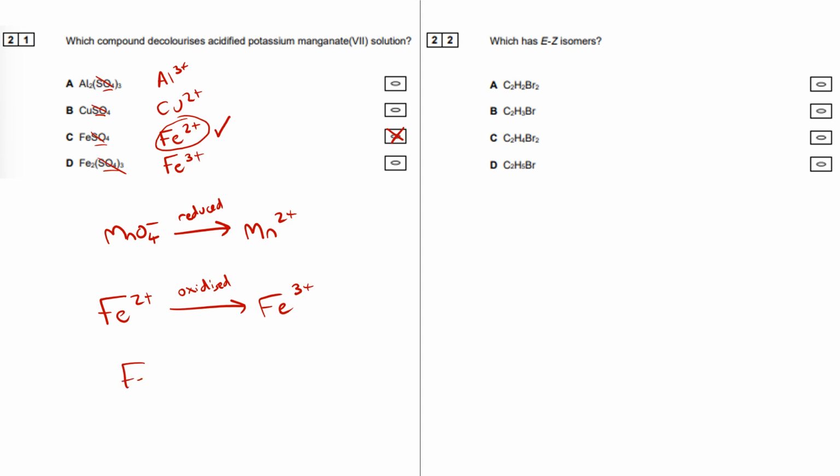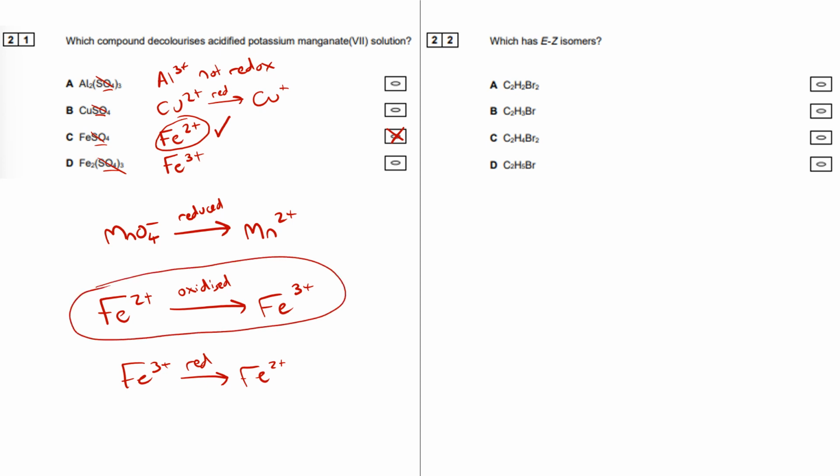Fe3+ is not oxidized any further. Fe3+ is reduced, so that wouldn't also reduce the manganate. Aluminium 3+ is not oxidized or reduced, and copper 2+, its only other common ion is copper 1+. So copper 2+ would also be reduced and not oxidized. So Fe2+, from the redox titration subtopic of the transition metals, is the correct answer.